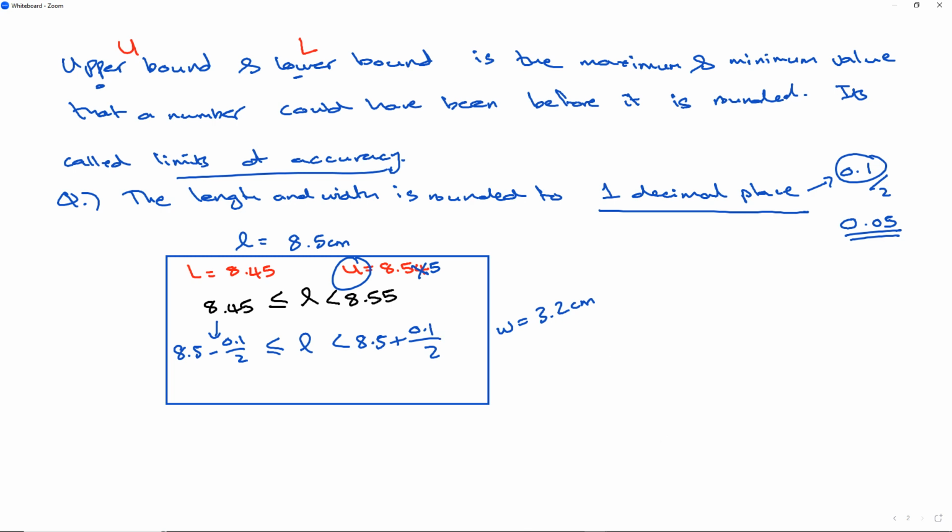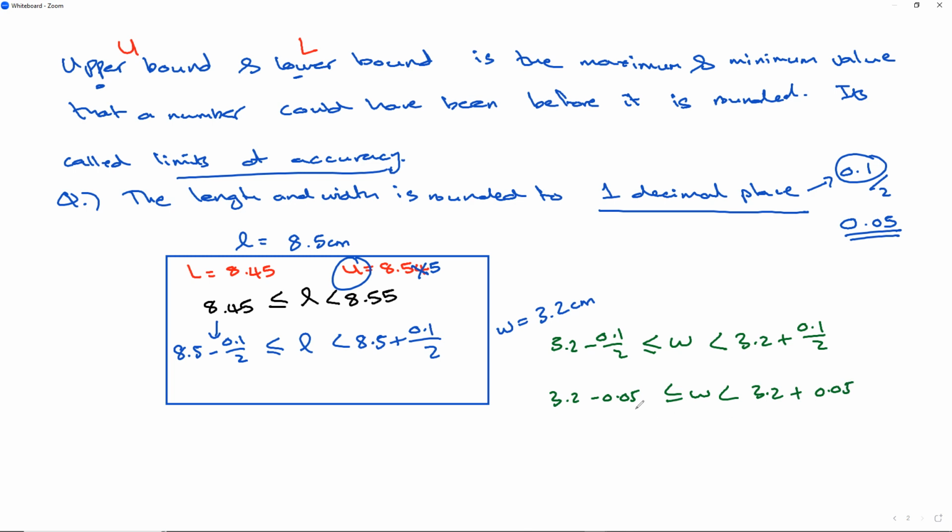Okay, let's look at the width now. The width has the same concept attached to it as well. The width is 3.2, and we know that it will be greater than or equal to or less than a number. Let's use this method here. So I take 3.2 and I plus 0.1. Oh, I got a minus because it's a lower bound. Minus 0.1 over 2. 3.2 plus 0.1 over 2. This would become 3.2 minus 0.05 less than or equal to W less than 3.2 plus 0.05.